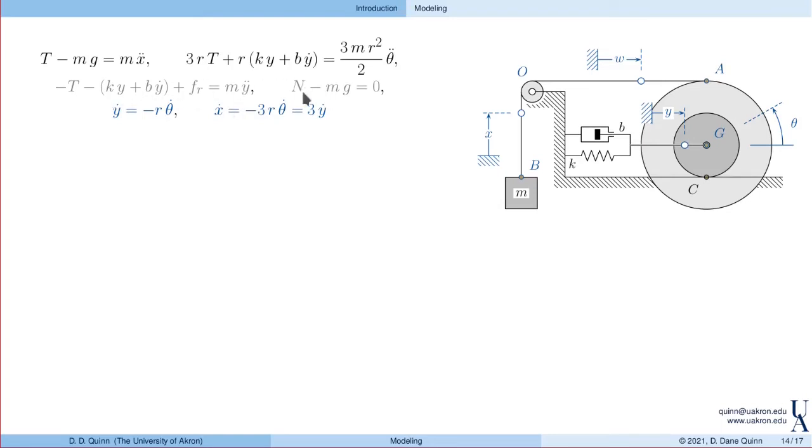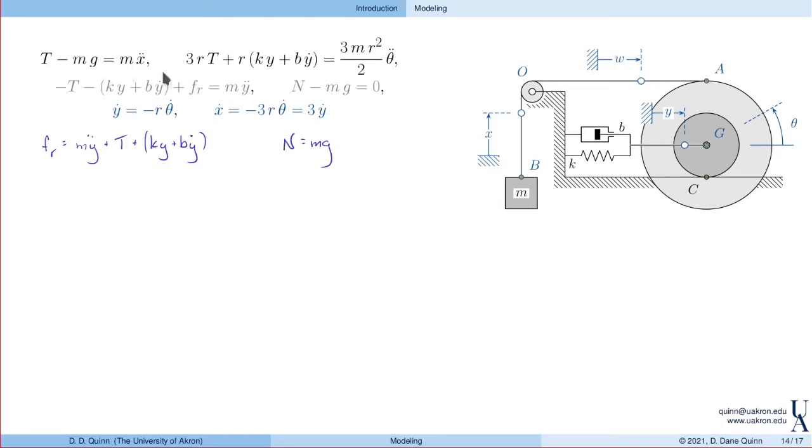So these light gray equations, essentially, they kind of decouple, right? Because notice that the friction force is unknown. So I could solve for the friction force as Fr. It's going to be m x double dot plus T plus Ky and By dot. I could do the same for the normal force. N is equal to mg.